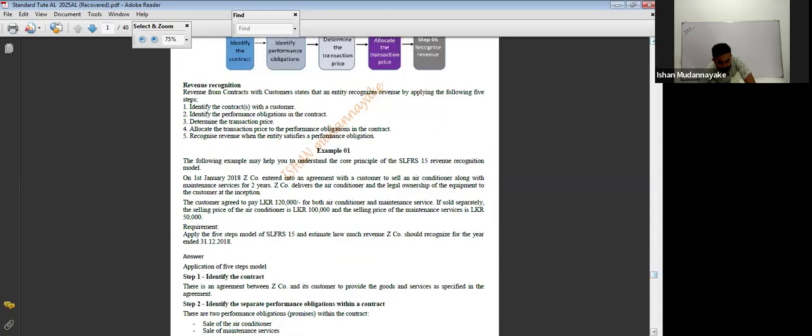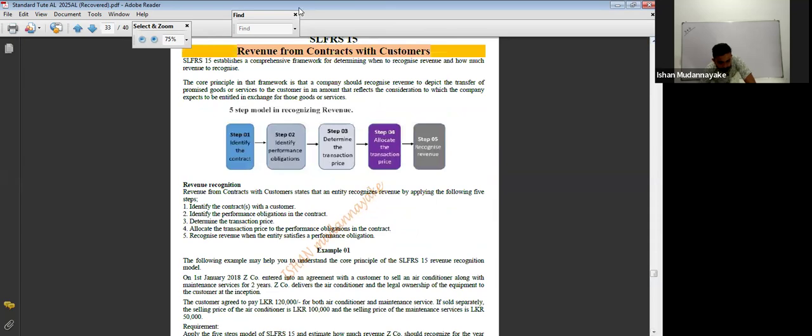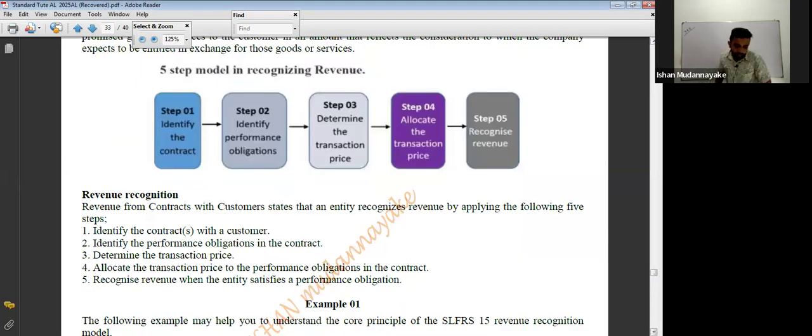This is a 5-step model. Identify the contract, D. Identify performance obligation, A. And then determine the transaction price, B. And then allocate the transaction price for each performance obligation, E. And then recognize revenue when performance obligation is satisfied, C. D, A, B, E, C.